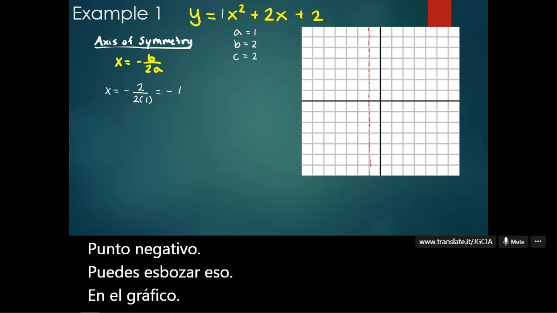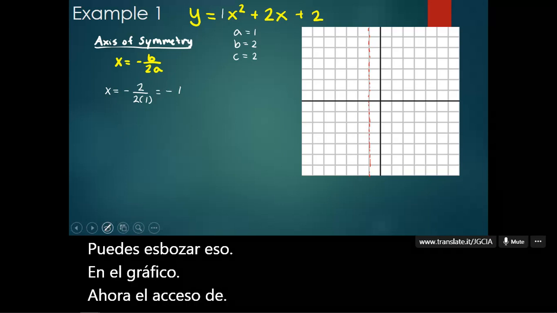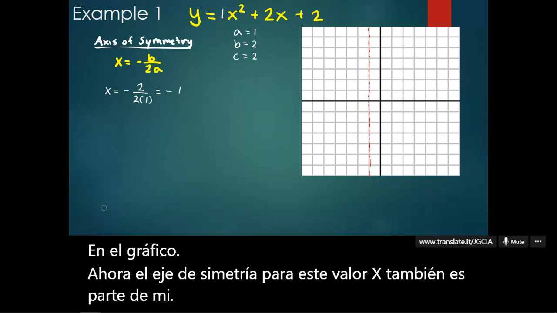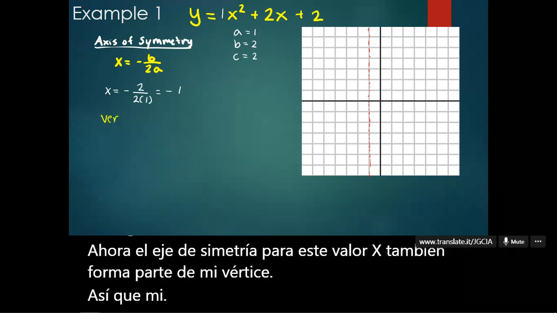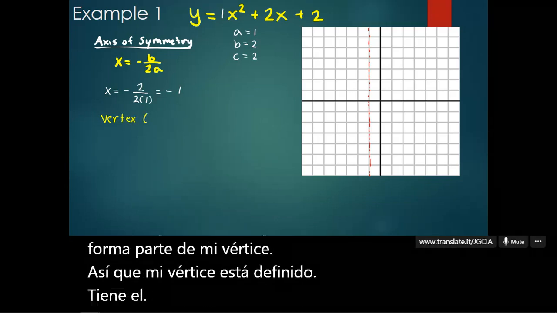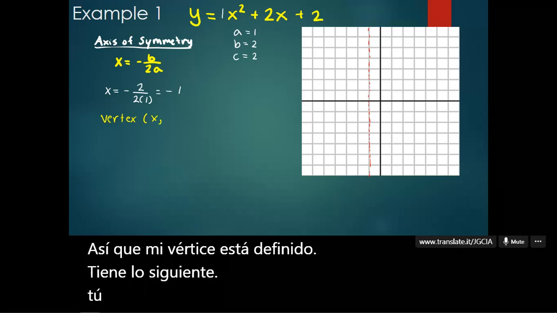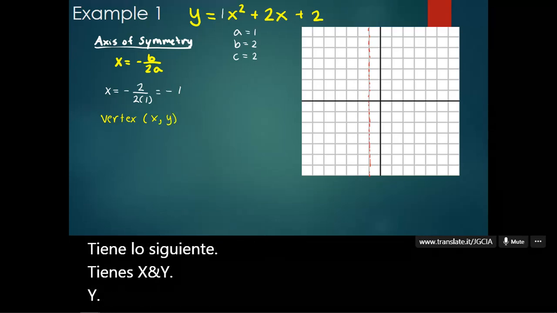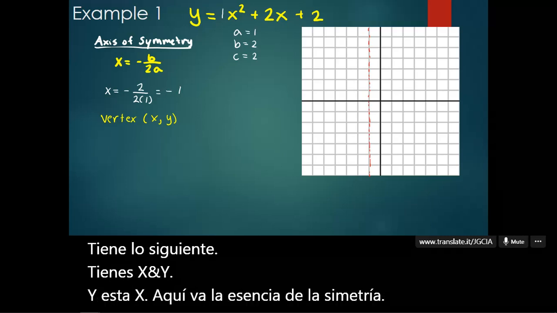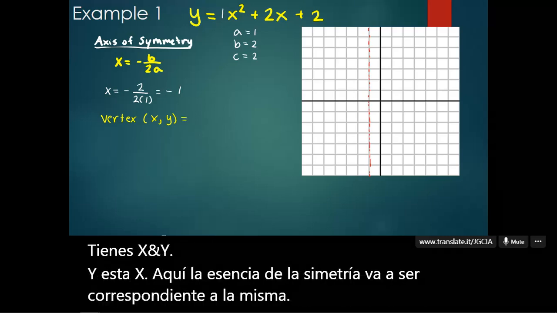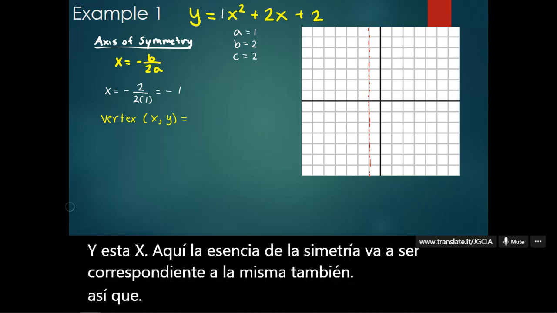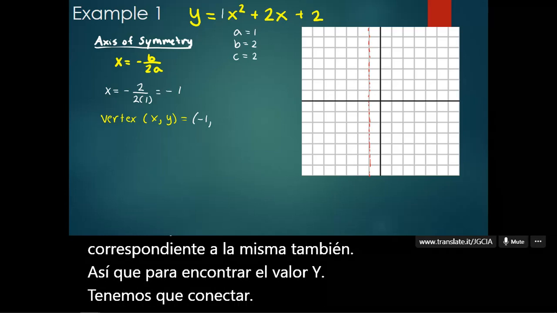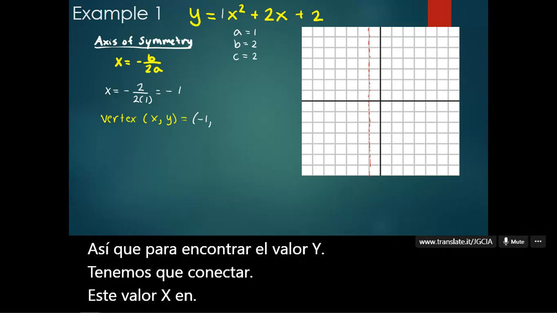Now the axis of symmetry for this x value is also part of my vertex. So my vertex is defined as the following. We have x and y. And this x here, the axis of symmetry, corresponds to the same one as well. So in order to find the y value, we need to plug in this x value into this original problem.